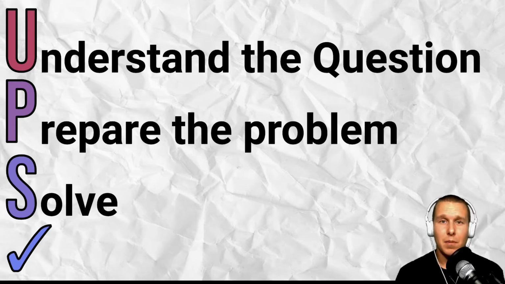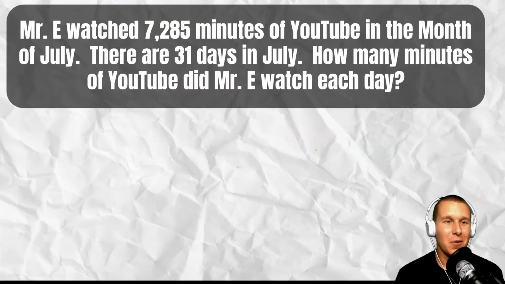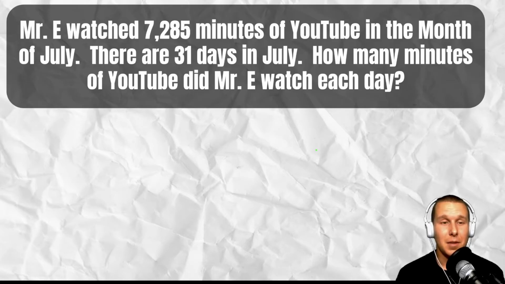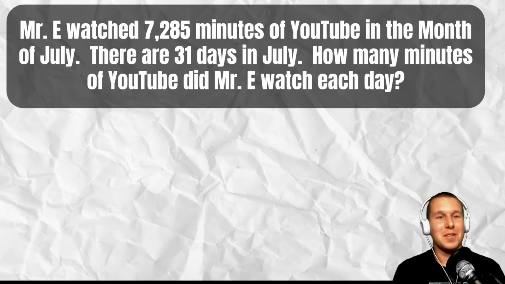Now let's see a problem where we're going to use UPS check. All right, we've got our question here. It says, Mr. E watched 7,285 minutes of YouTube. That's a lot of minutes. In the month of July. There are 31 days in July. How many minutes of YouTube did Mr. E watch each day? So yeah, I think you can tell I wasn't super busy over the summer.